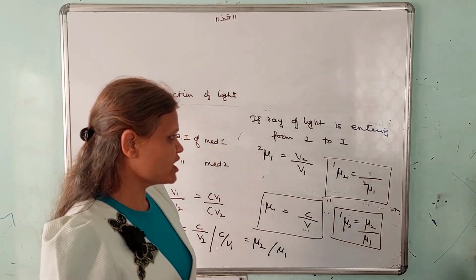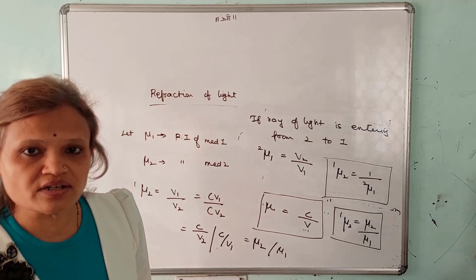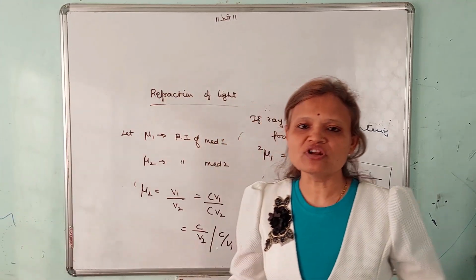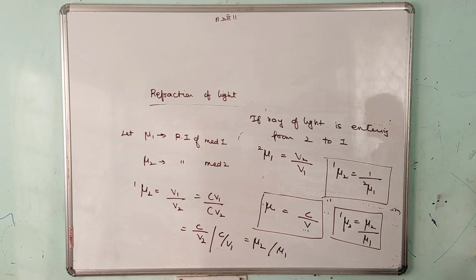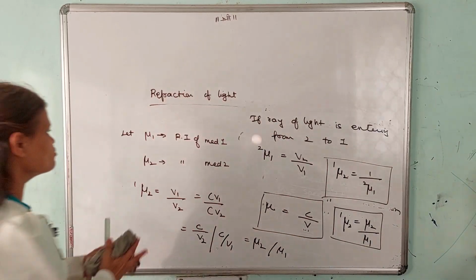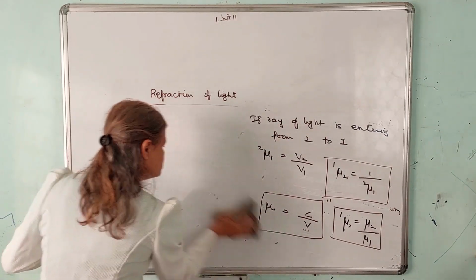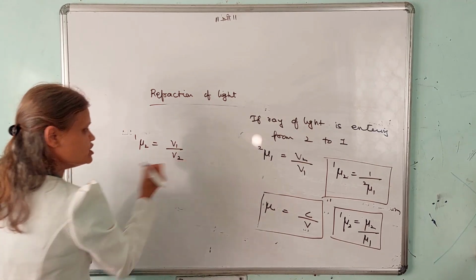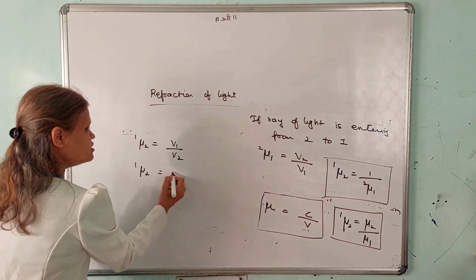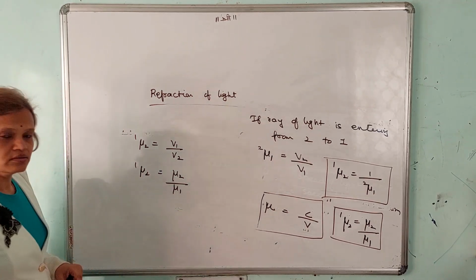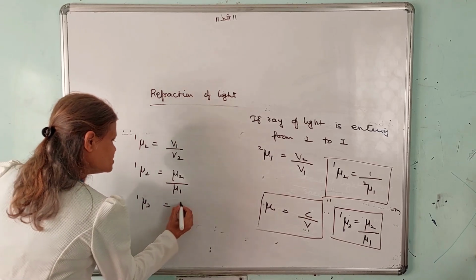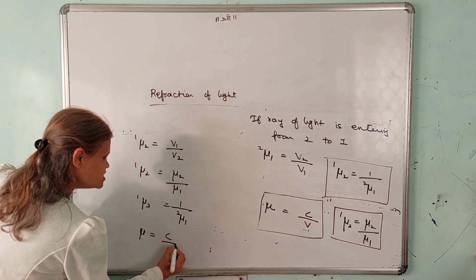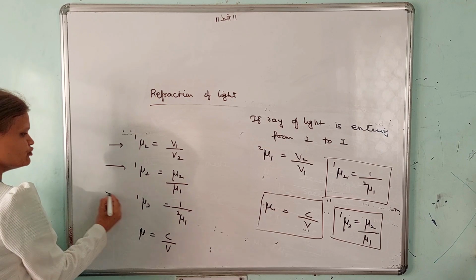Suppose there is the refractive index of glass with respect to water, and water with respect to glass, they are just reciprocal of each other, and this is how we get that. So see the formulas that we have written, we'll write them once. Mu21 equals V1 by V2, then mu21 is mu2 by mu1, and mu21 equals 1 by mu12. Just mu of any medium is C by V. These are the formulas that we have seen.